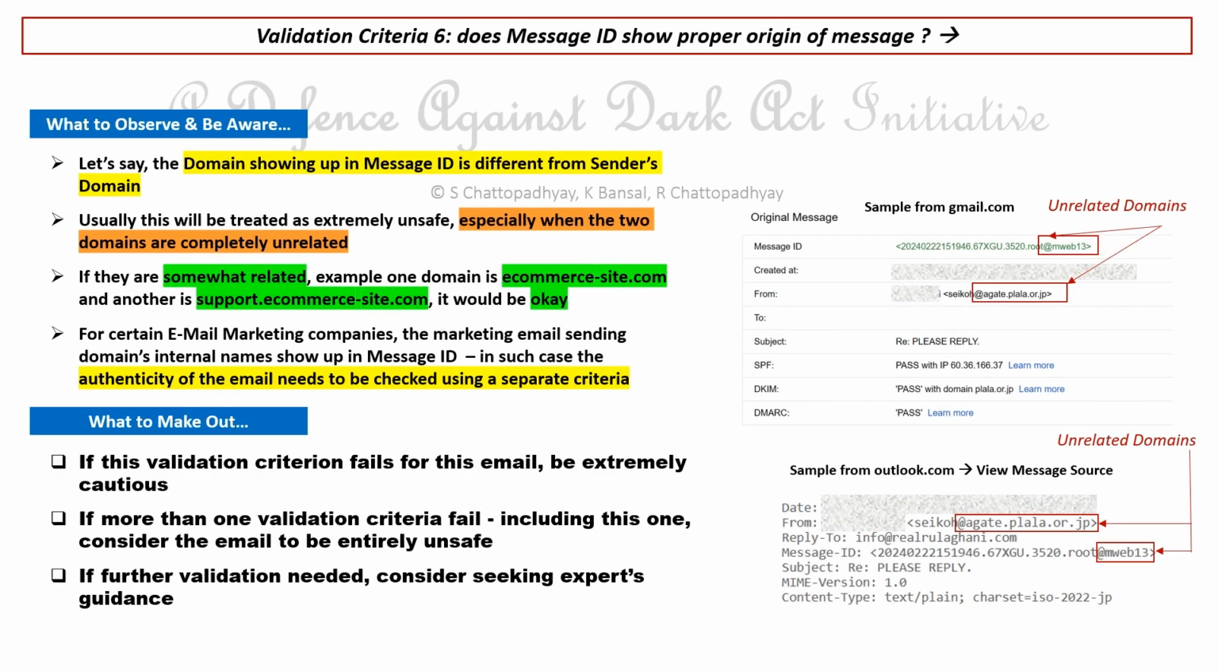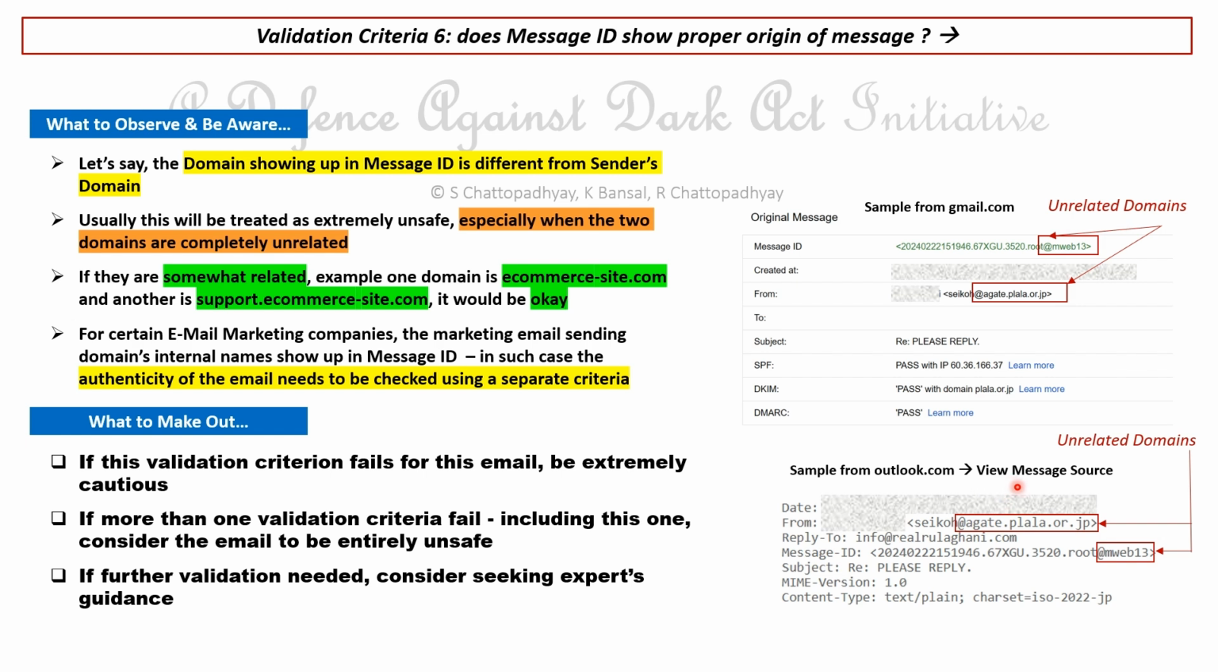Criteria 6 is checking the message ID to understand the proper origin of the message. So where do you see this message ID? It is again in one of the header information. So from a sample in gmail.com, you see the message ID here. The token that comes after this @ sign is considered the domain for the message ID. If you validate it against the from sender's domain, and these are completely unrelated, there is a chance that this is not trustworthy at all.